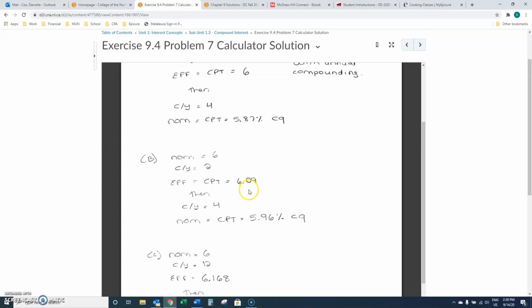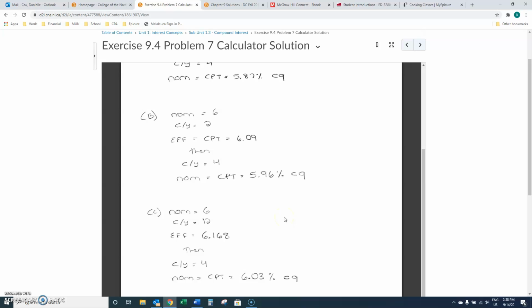So what we're saying is, what quarterly compounded rate is equivalent to 6% compounded semi-annually? So 6% compounded semi-annually is the same as 5.96% compounded quarterly.